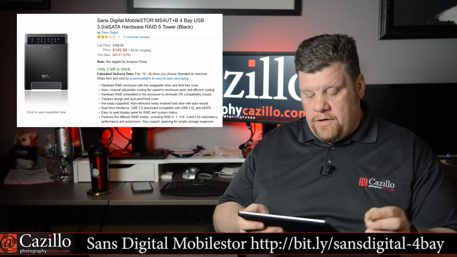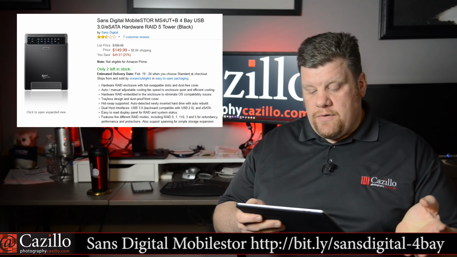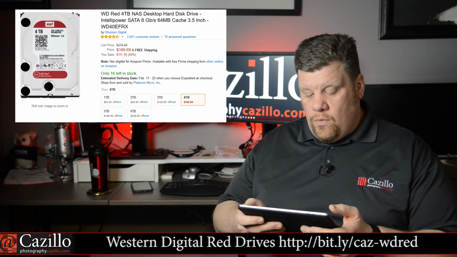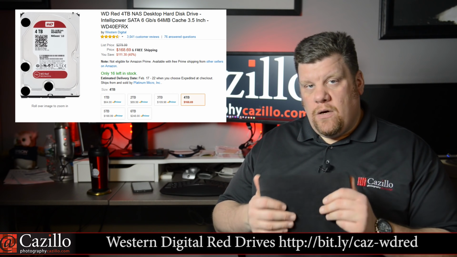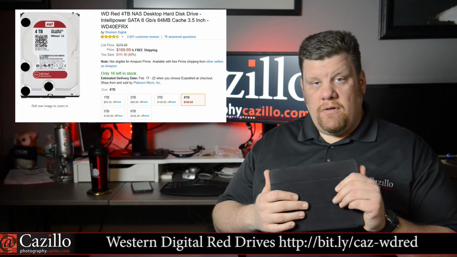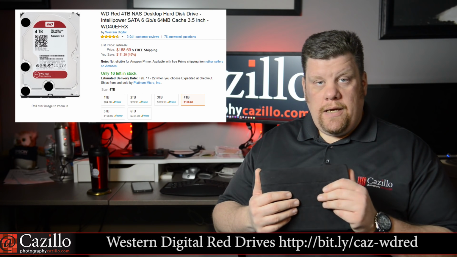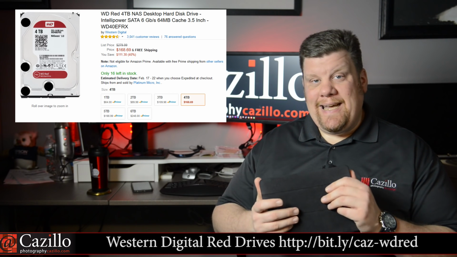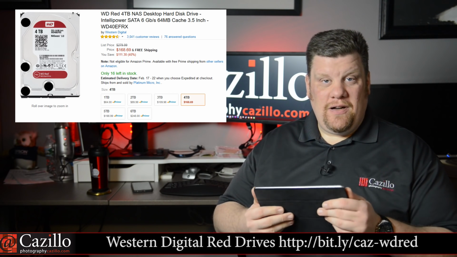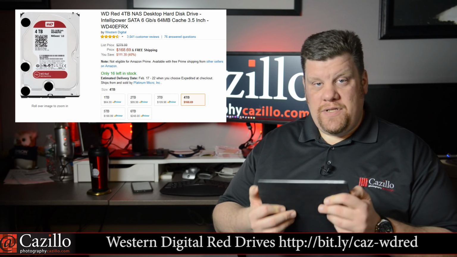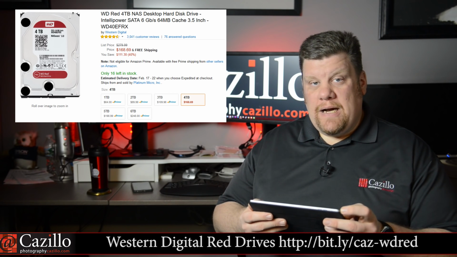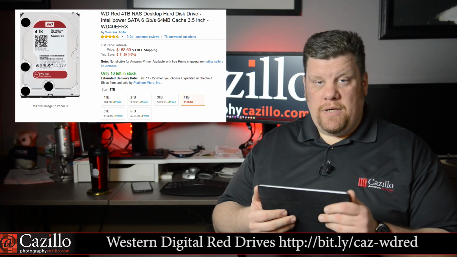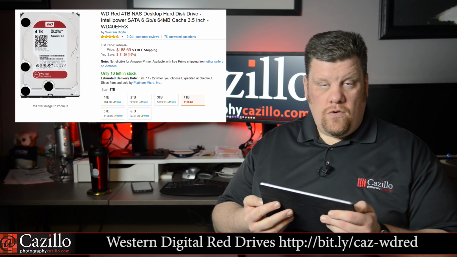If the mobile store unit is $149, 4 terabyte drives right now are $145 each. I do recommend the Western Digitals. Stay away from Seagate. They've actually had a lot of reliability issues over the last few years, and there's also a class action lawsuit against them right now. So do not buy Seagate drives to store your photos on. And if you currently have Seagate drives, I would recommend getting another one too, just in case, another backup, because there's a high failure rate on Seagate drives.